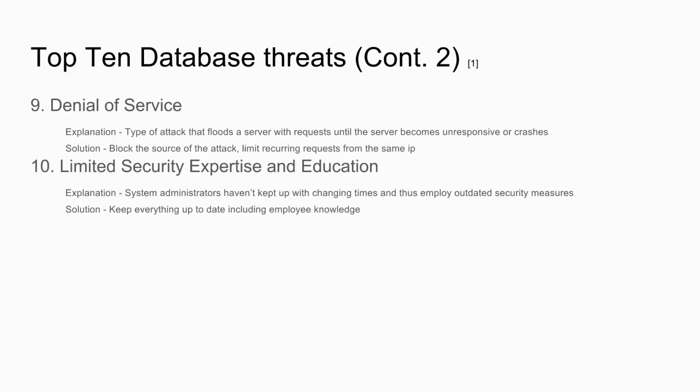Number 10 is limited security expertise and education, and this one's like a personnel problem. This is when system administrators haven't kept up with changing times and thus employ outdated security measures. And for this, you pretty much need to just make sure the people managing your database know what's going on today, not 10 years ago.